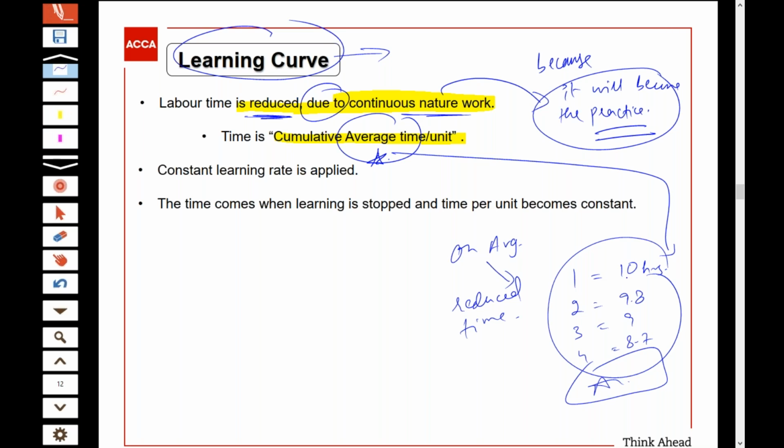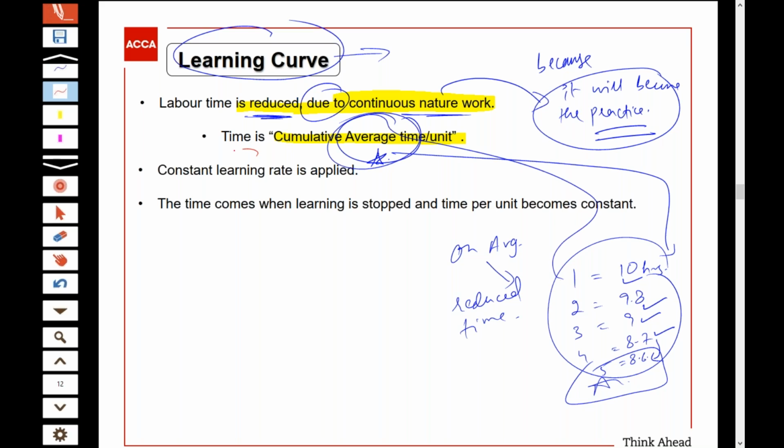Like first unit 10 hours, second unit 9.8 hours, third unit 9 hours, number 4 8.7 hours. It may be possible that on the number 5 unit I will take just 8.6 hours, only a very small decline of time. So that is why we always need to calculate the average time.